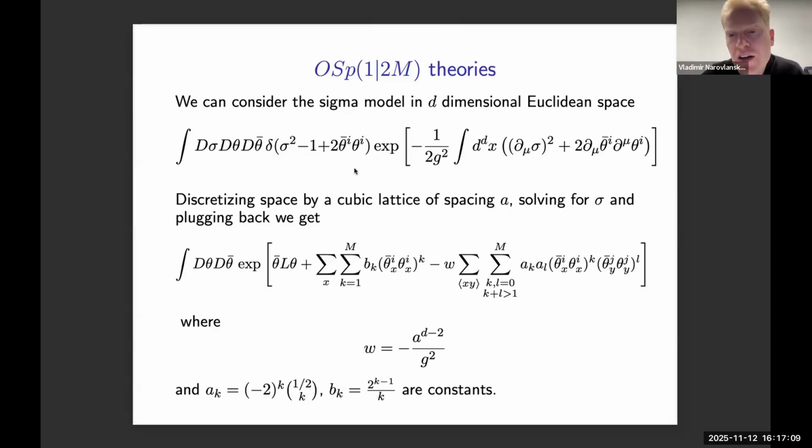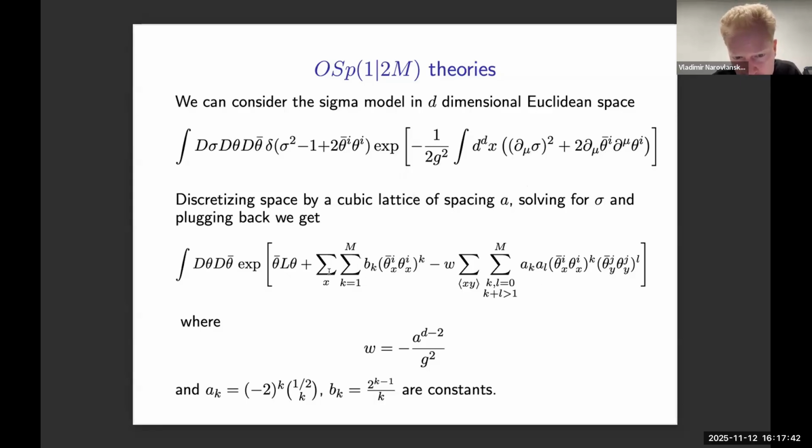Now I'm going to relate it to a graph. Of course, we need to discretize the d-dimensional space. So let's just take a cubic lattice with spacing a. What we're going to do is just, in this equation, solve for sigma by this delta function and plug it back. So all you have remaining is only a function of the variables theta and theta bar. Okay, so you're going to get a fermionic theory that looks like this.